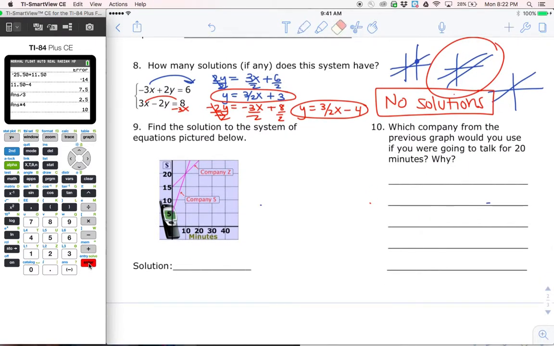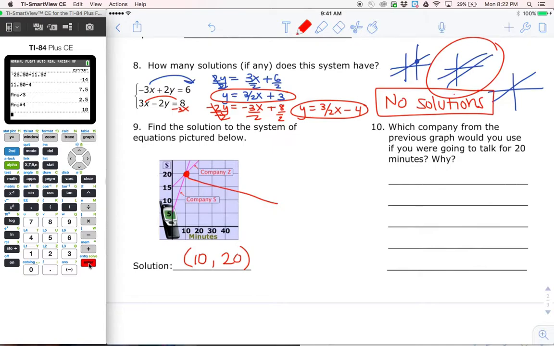All right, problem number 9. We're looking at this teeny tiny little graph, and we're finding the solution. You definitely should know the solution is this point where they cross. So we say 10, 20.